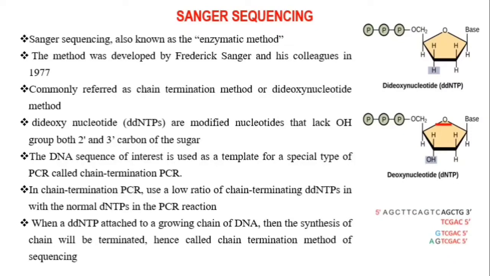This method of sequencing, that means Sanger's method of sequencing, is commonly referred to as the chain termination method or dideoxynucleotide method. We know that dideoxynucleotides are modified nucleotides that lack the hydroxyl group on both the 2' and 3' carbon of the sugar of the nucleotide.